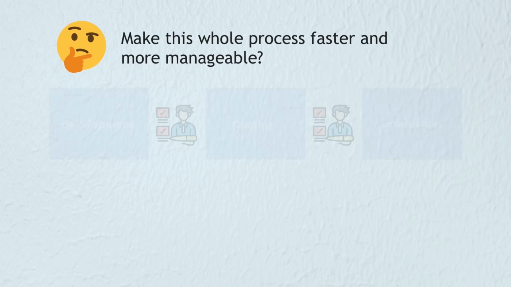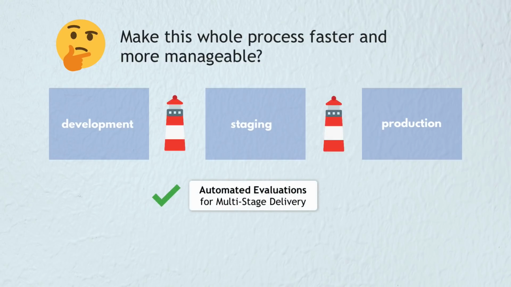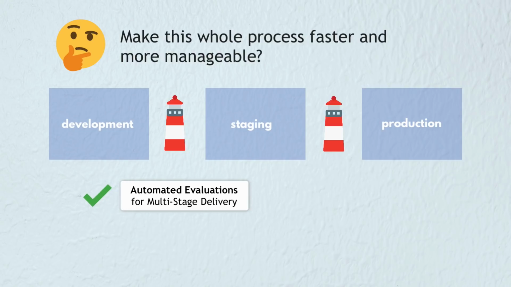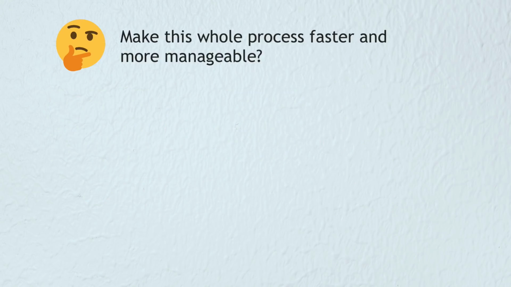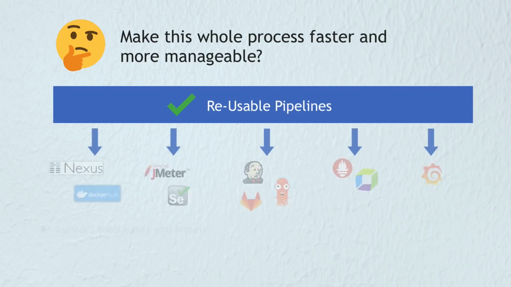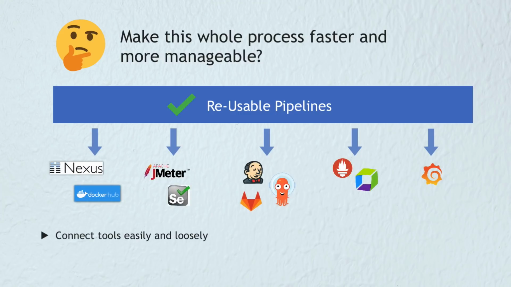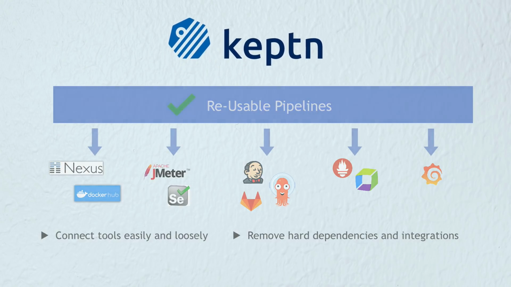So what do we need to make this whole process faster and make the pipelines much more manageable? Well, first of all, we need automated evaluation between the stages instead of manual checks. Automation makes things faster, so we want to replace the slow human work with a fast automated process. And second, we want to be able to create reusable pipelines which make it much easier to integrate and plug in different tools and replace those tools for different teams if they want to. And that's exactly what Keptn does and helps you with.